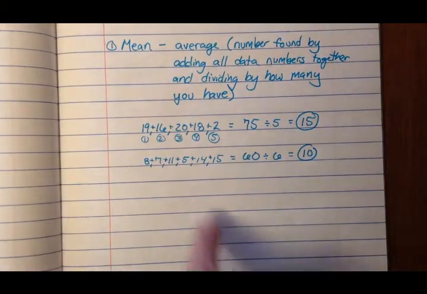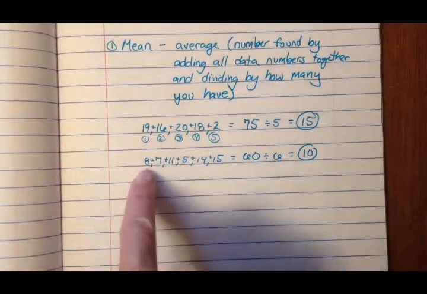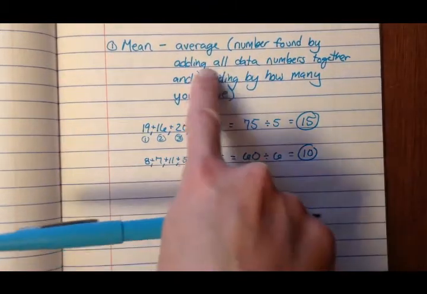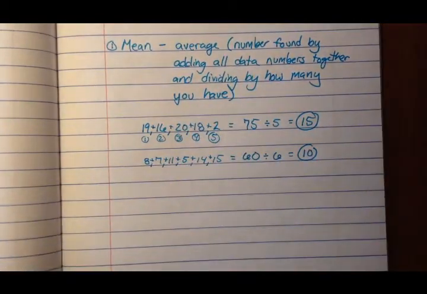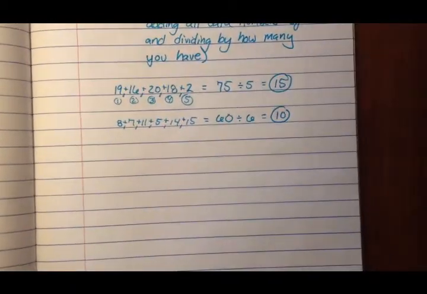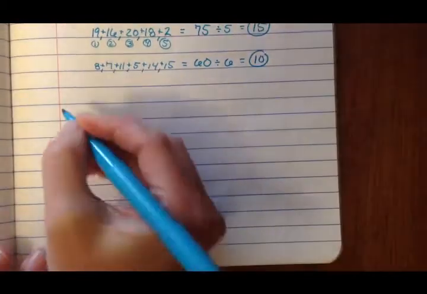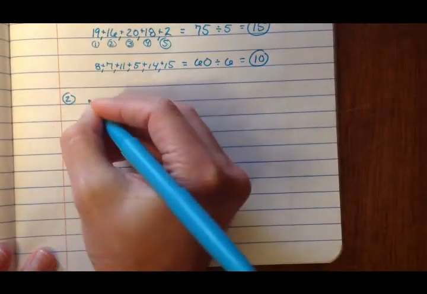So on your quizzes, when you're asked to find the mean, you're going to add all the data numbers together, and then divide by how many numbers you have. That's the first thing that you're going to be asked to do, find the mean. All right, definition number 2 is the median.